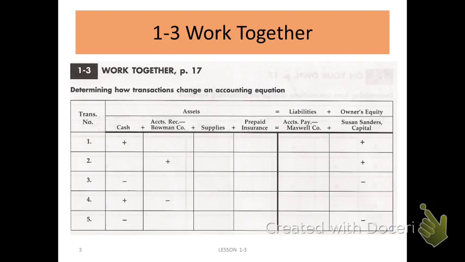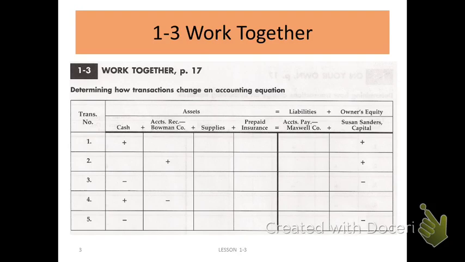Paying cash, our cash decreased. To the owner for personal use, that's a withdrawal. That decreases our capital. So both right and left side had a decrease of the same amount. The accounting equation is still in balance.